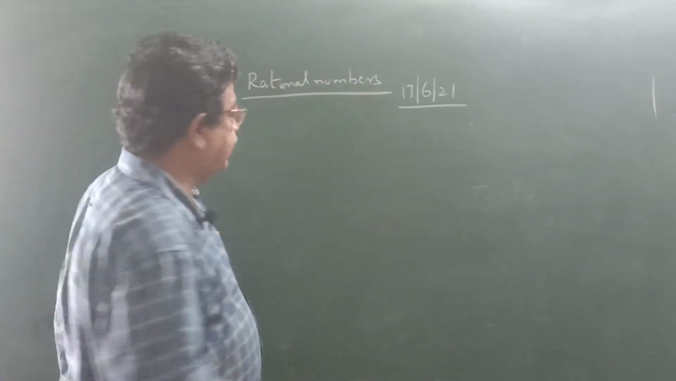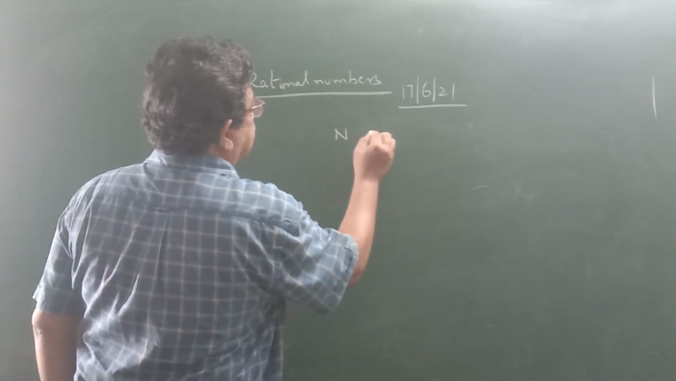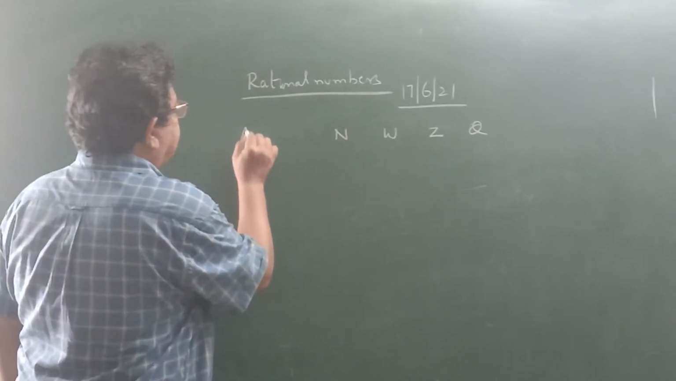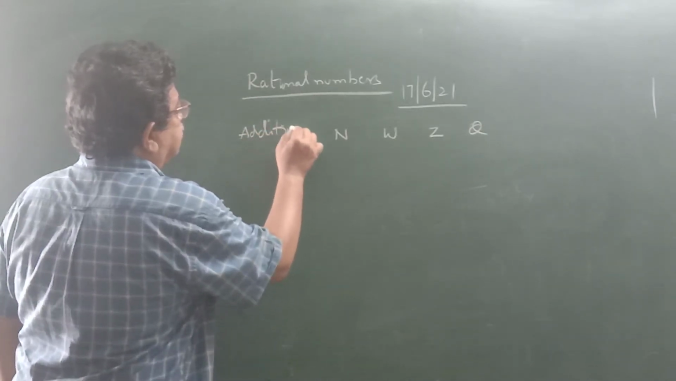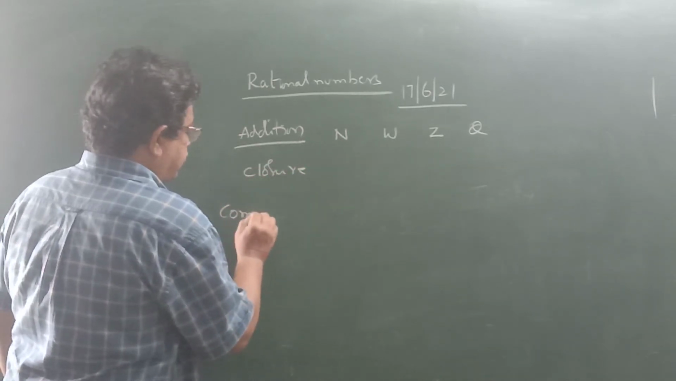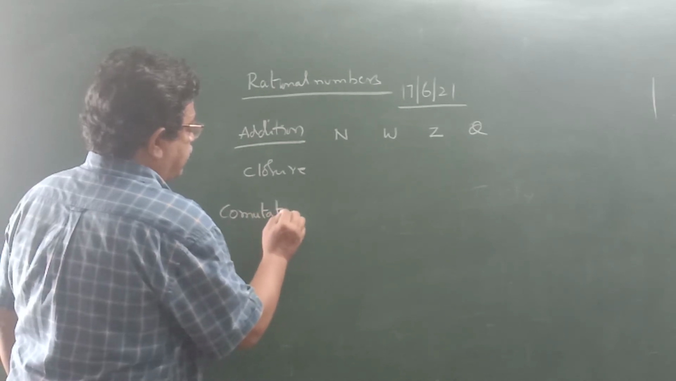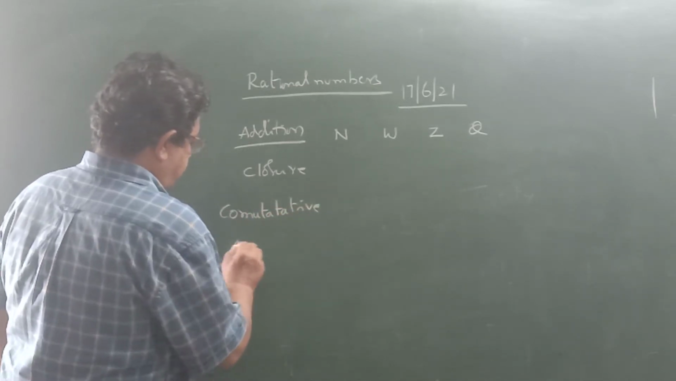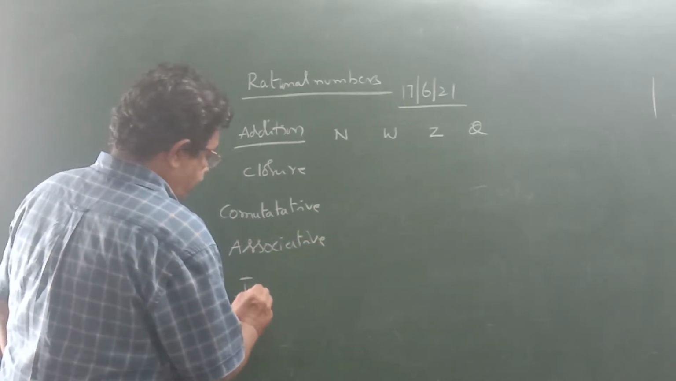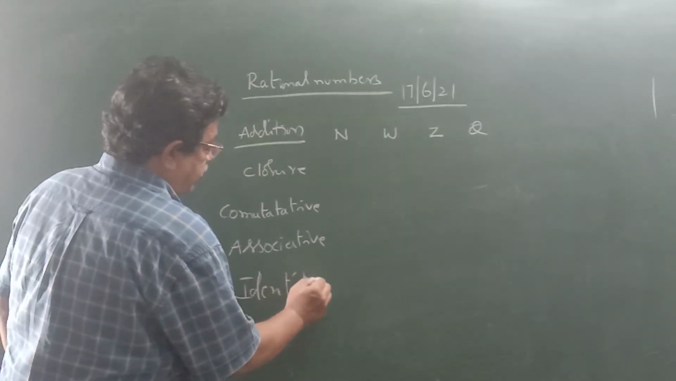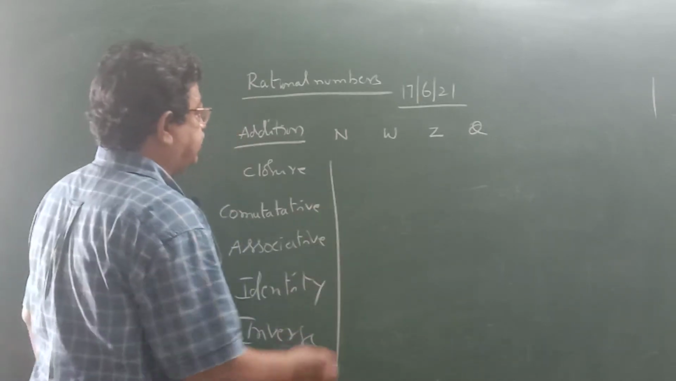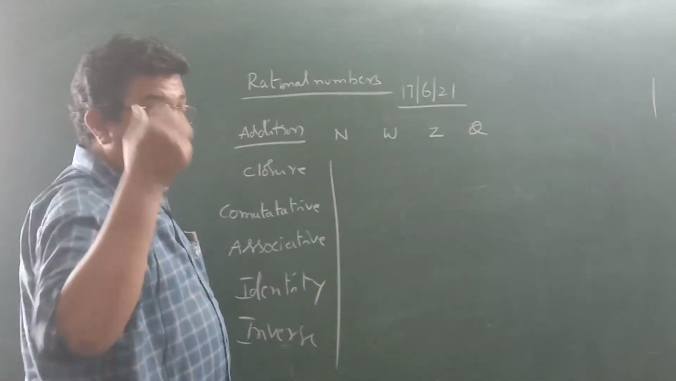So far, what did we learn? Natural numbers, whole numbers, integers, rational numbers. First we are checking addition properties: closure, commutative, associative, identity, inverse. Whether these properties are present in a particular set of numbers or not, we just recollect.